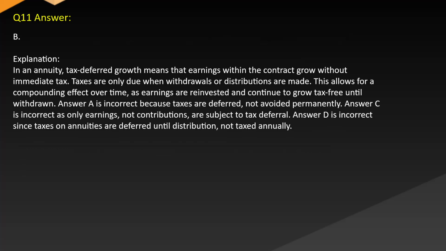Answer B. Explanation: in an annuity, tax-deferred growth means that earnings within the contract grow without immediate tax. Taxes are only due when withdrawals or distributions are made. This allows for a compounding effect over time, as earnings are reinvested and continue to grow tax-free until withdrawn. Answer A is incorrect because taxes are deferred, not avoided permanently. Answer C is incorrect, as only earnings, not contributions, are subject to tax deferral. Answer D is incorrect, since taxes on annuities are deferred until distribution, not taxed annually.